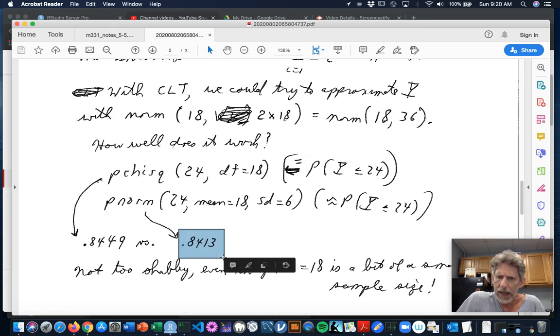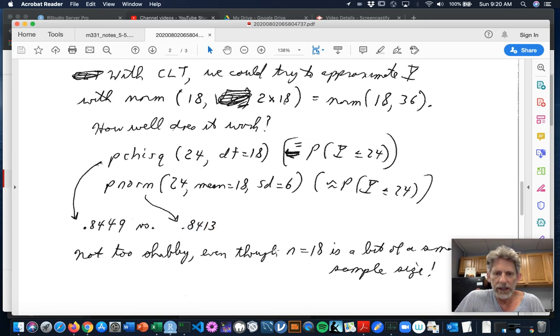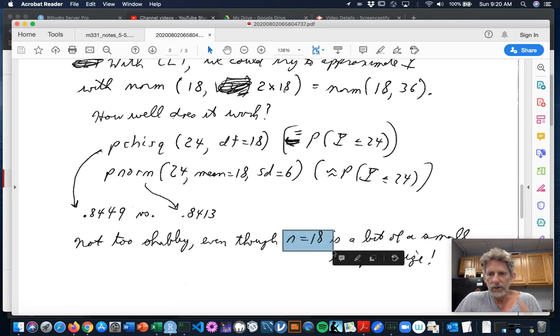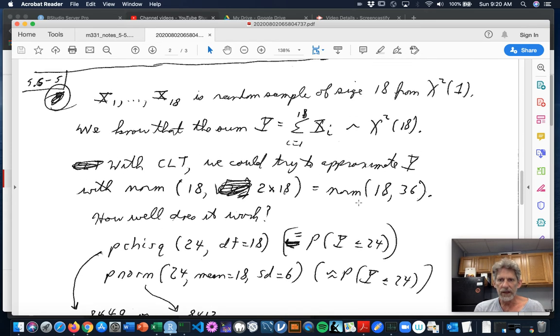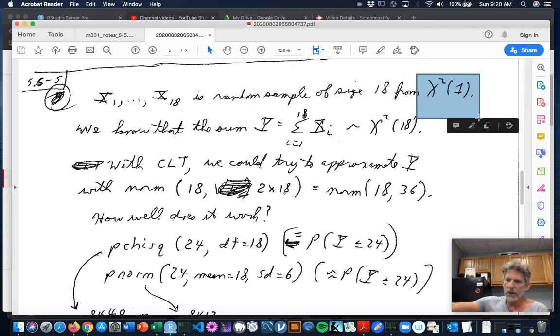So not bad. Even though 18 is a bit smallish, it's below the 30 that a lot of people recommend. The deal is that a chi-square 1, although it is quite a skewed right distribution, is not skewed right so badly that the approximation is terrible in this case.